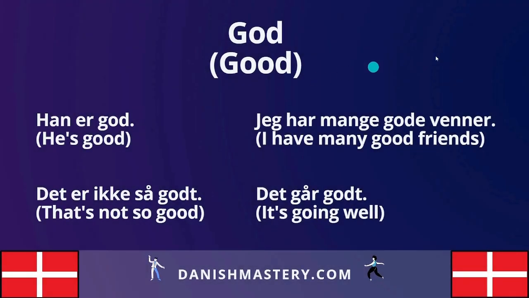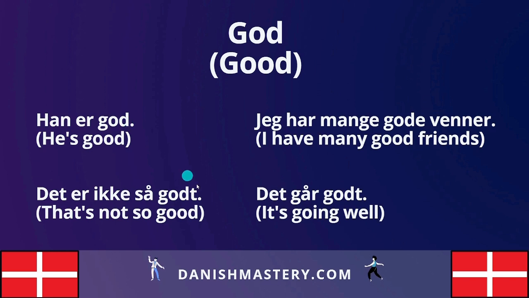So the first adjective is god, if you want to say it very slowly. Some examples. Now the first one is like the regular form. Så han er god. Han er god og god. He's good. Han er god. Det er ikke så godt. That's not so good. Now you notice there's a difference here.